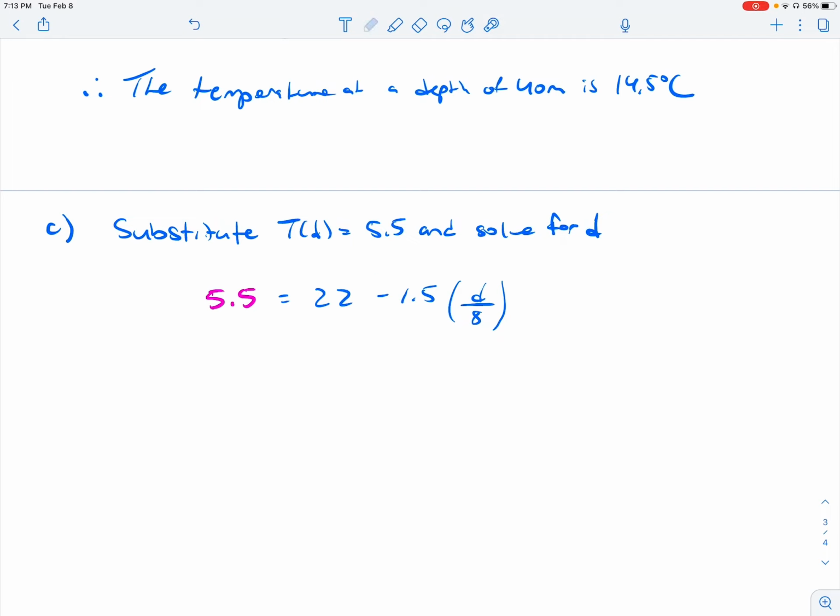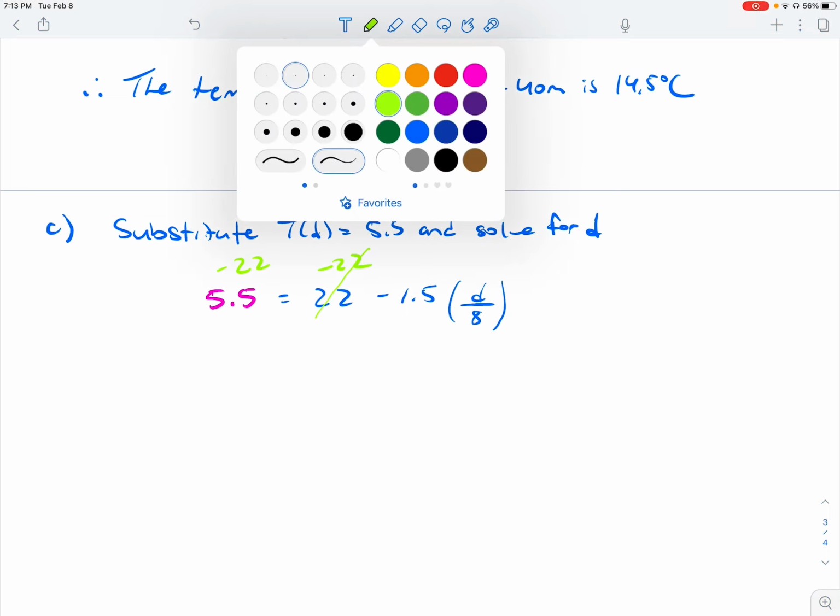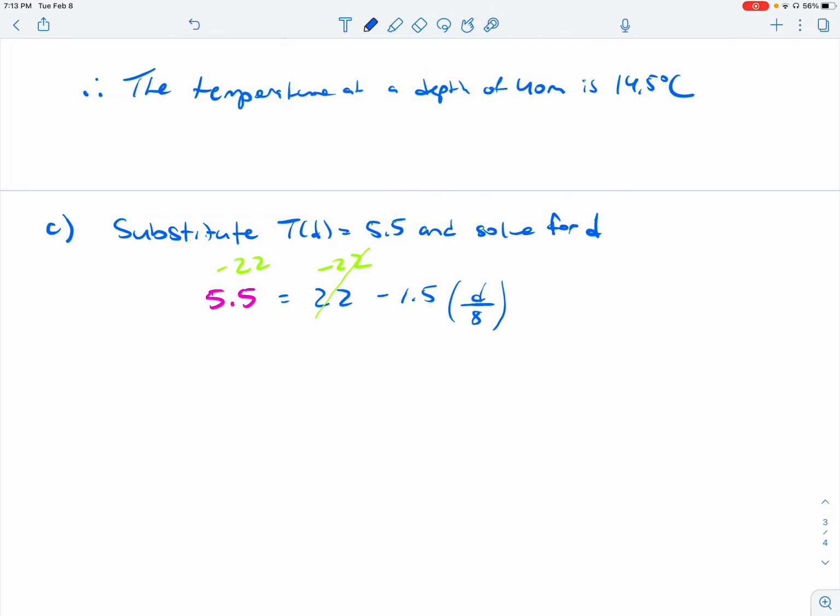So I should probably get rid of this term first. So we're going to subtract 22 on both sides. That will cancel out this. 5.5 minus 22 is going to be equal to negative 16.5. And then we're going to have minus 1.5 times D over 8.